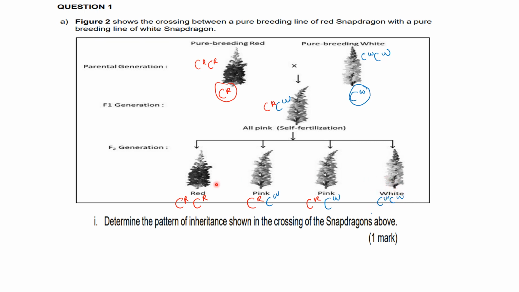So basically when you produce a phenotype in the offspring generation that is intermediate between the initial parents, this type of inheritance pattern, we call it incomplete dominance.